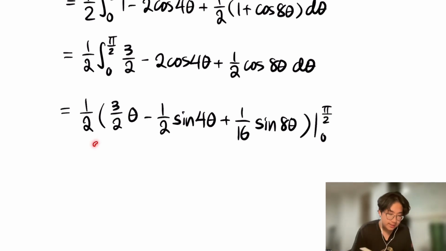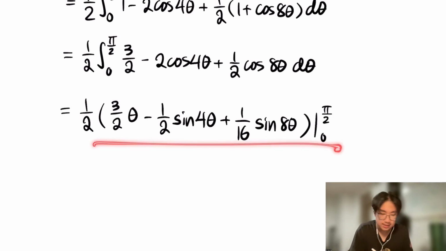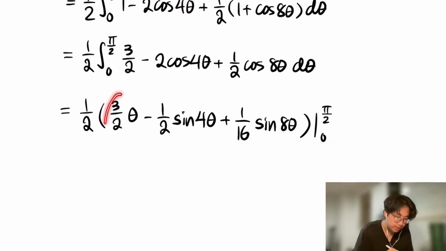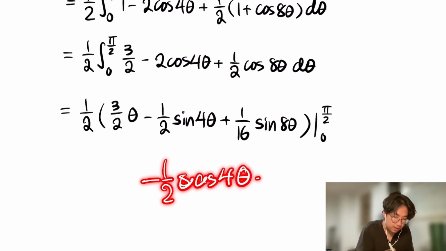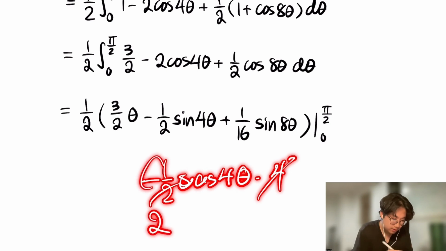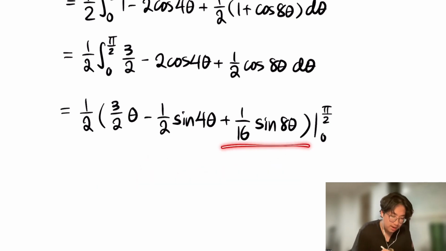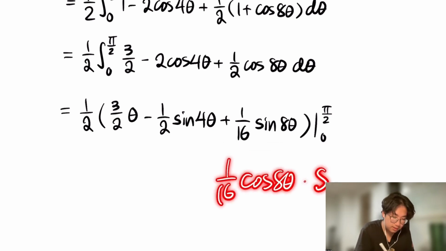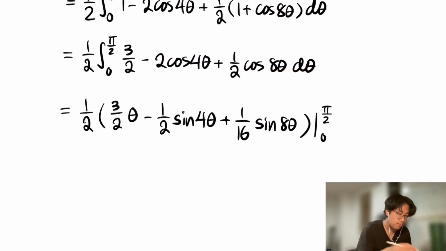And again, you can always do quick sanity checks by taking the derivative of this and checking if it's equal to this, which it will be. Take the derivative of this, it's just 3 over 2. Take the derivative of this, you have negative 1/2 times cos of 4 theta times 4. The 4 and the 2 will get you your negative 2. And here, same idea, you have 1 over 16 times cos of 8 theta times 8. 8 and 16 cancel out for 1/2, and you get exactly back here.